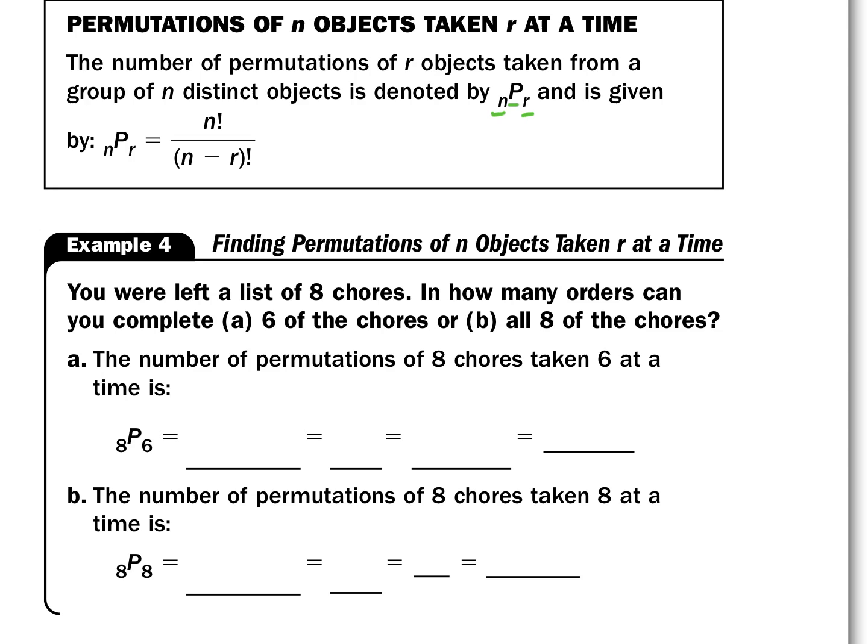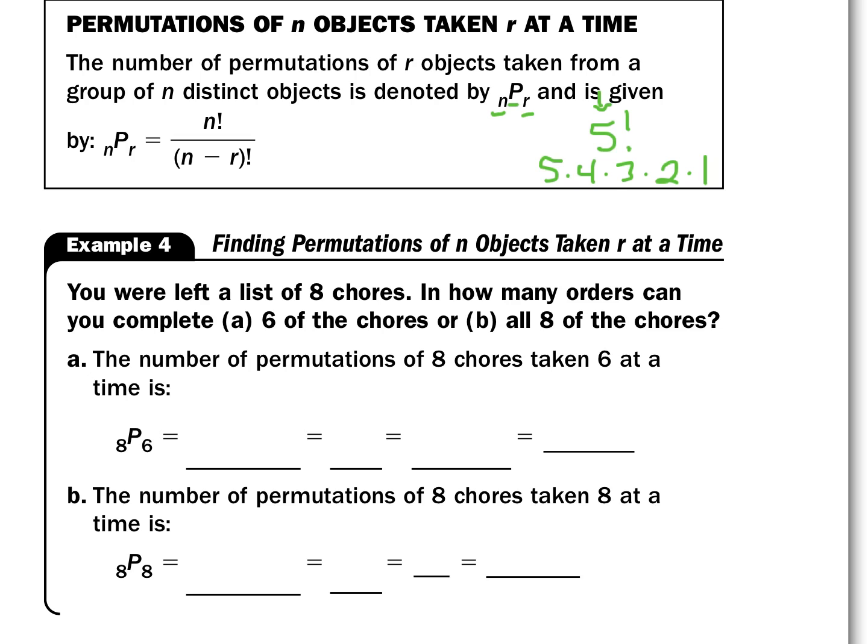Okay, so remember factorial, such as 5 factorial just means 5 times 4 times 3 times 2 times 1. In other words, it's whatever this number is multiplied by all of the integers below it down to 1. So example 4 says you were left a list of 8 chores. In how many orders can you complete A, 6 of the chores, or B, all 8 of the chores?